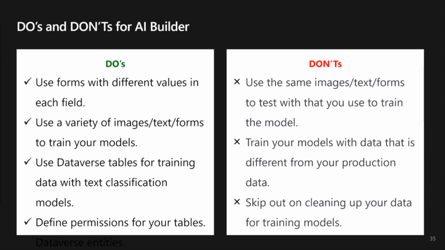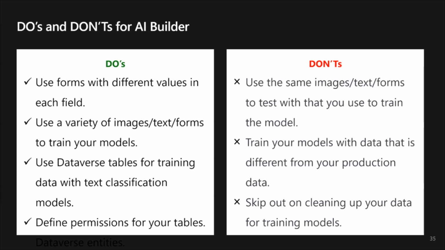Don't use the same images, the same text, the same forms, and so on to test with that you use to train the model. So when you train the model, when we're doing form recognition, you have to have a minimum of 5. But when you test it, you're going to need at least a 6th image to test with, preferably more if you have them available, but you don't want to test with the same images that you trained with. You also don't want to train your models with data that's going to be different from your production data.